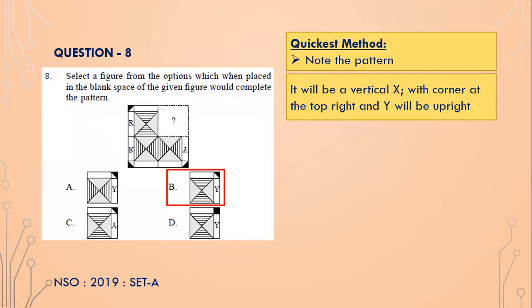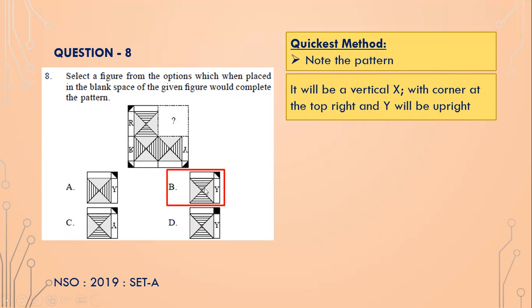Select a figure from the options which, when placed in the blank space of the given figure, would complete the pattern. Okay, so how is the pattern? So pattern is basically, this is the mirror image, isn't it? It's vertically flipped. So again, if you flip this, if you have a mirror here, this will be flipped up. So Y will be erect, and there will be a shaded triangle at this corner.